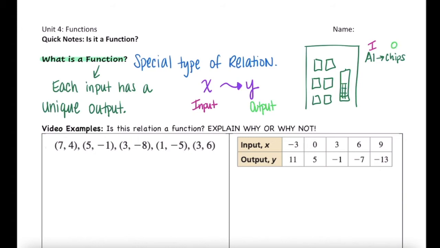Now, what if someone came in behind me and pressed A1 again, but this time instead of chips, they got pretzels? You would say that this vending machine is not functioning correctly because the same input, A1, produced a different output, pretzels. So a function means that every input has its own unique output. There could be two different inputs, like A2 also gives me chips, but as long as the input is unique, this is considered functioning correctly.